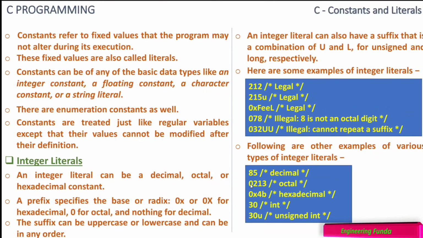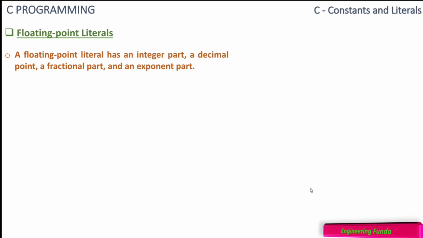Now let us see the floating point literals. Floating point literals have an integer part, a decimal part, a fractional part, and an exponent part. Now why are there 4 parts? There are not actually 4 parts, but there are some combinations of these parts depending on how the representation or what form is used.